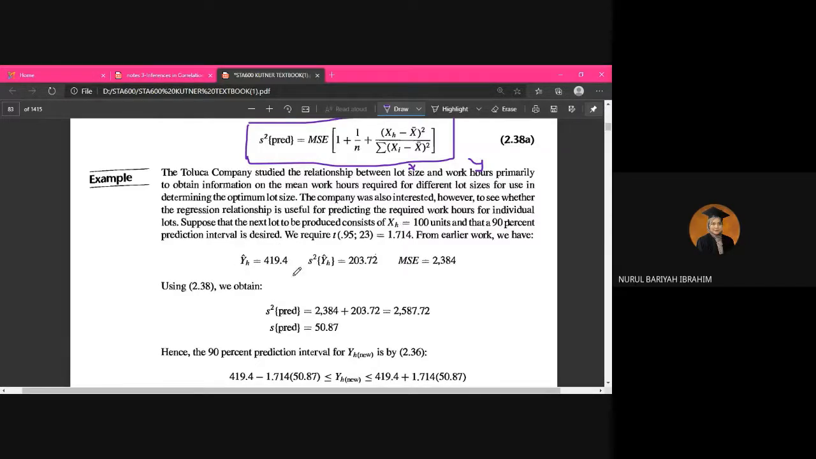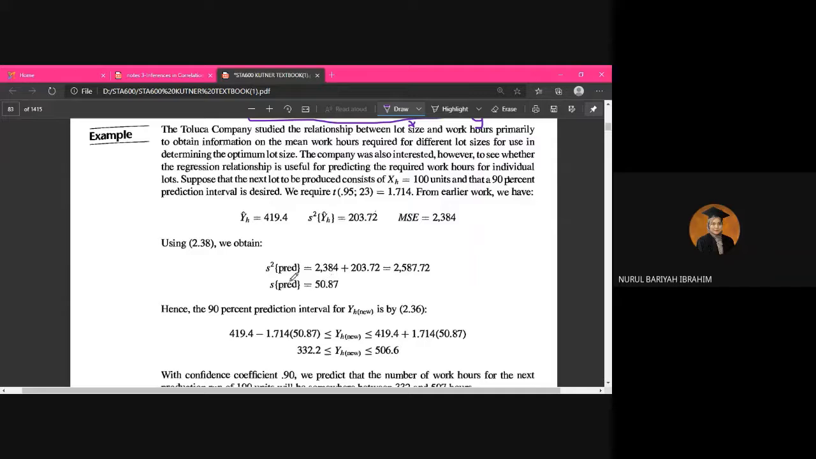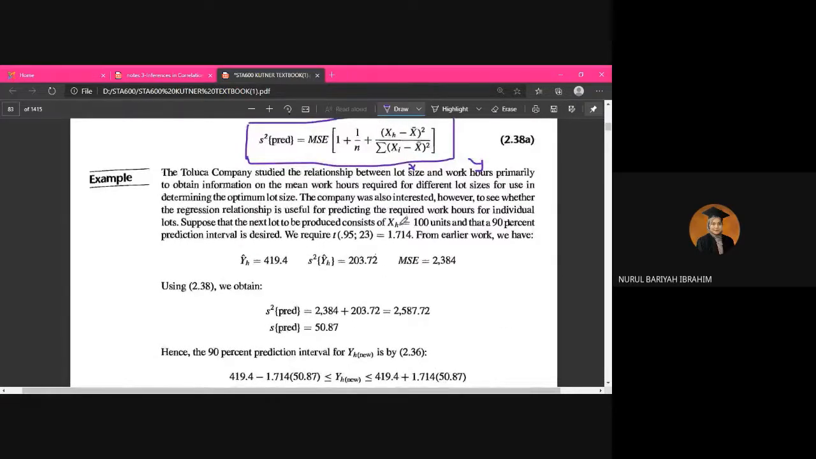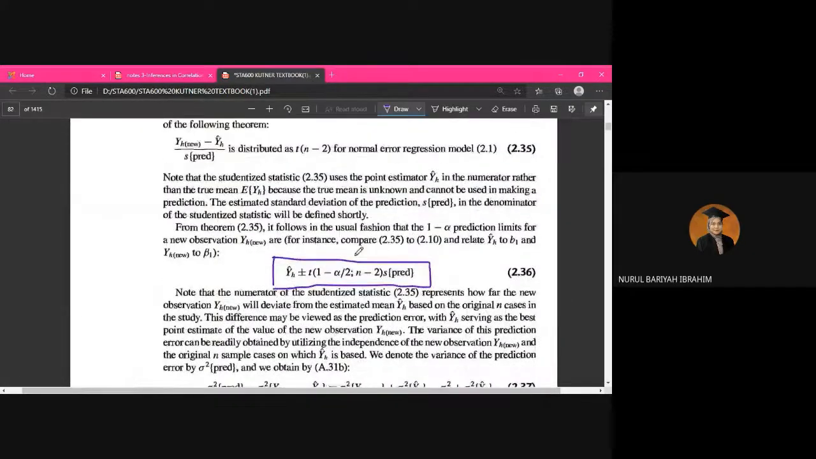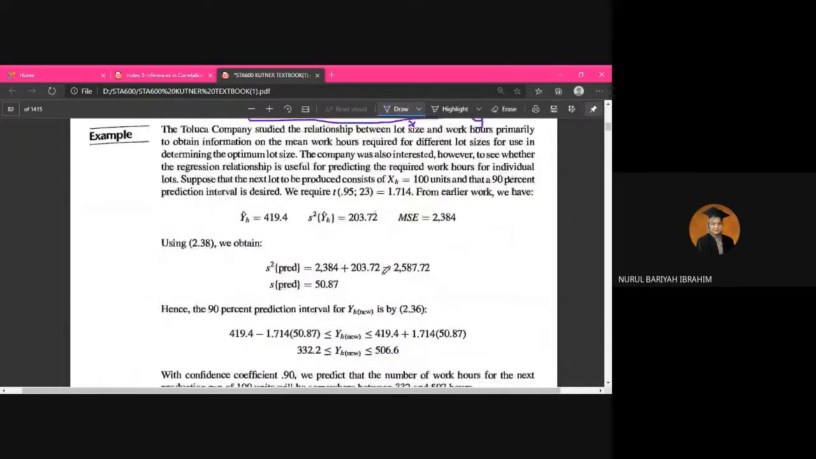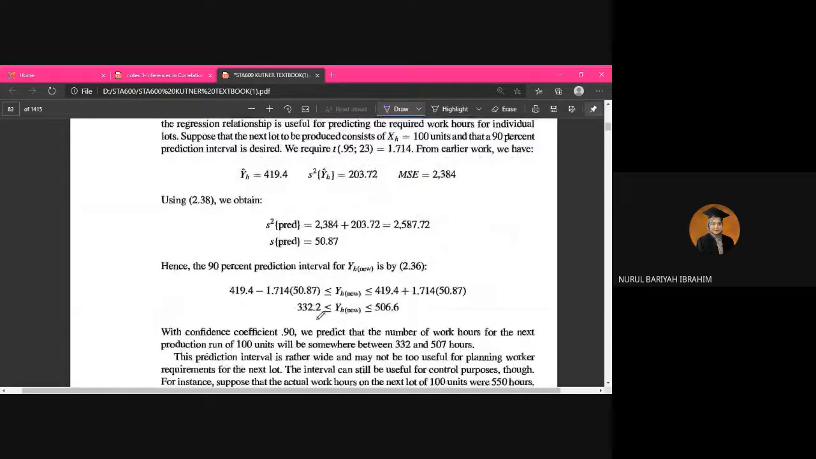So from there, we can calculate the value of y hat. And then we need the value of S square prediction. From there, you can use this value as well, or you can use this formula as well. No problem. Okay, so lastly, you will get the standard deviation of the prediction as 50.87. So apply the formula, this formula. Lastly, you will get 332.2 and 506.6.